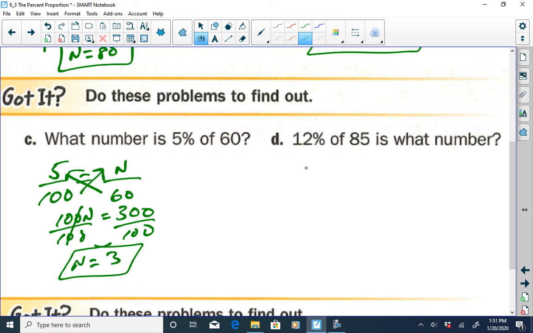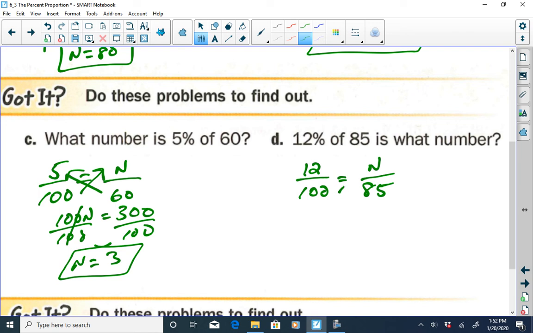Well, I see 12%, so that has to be the numerator of my percent ratio. What follows the word of is the denominator of my second ratio. So once again, I'm looking for the part, right? That numerator of that other ratio, which is the part. It's a part to whole relationship. We're looking for the part.